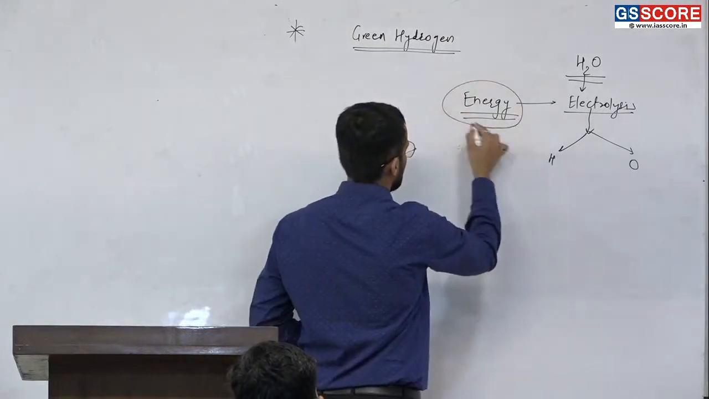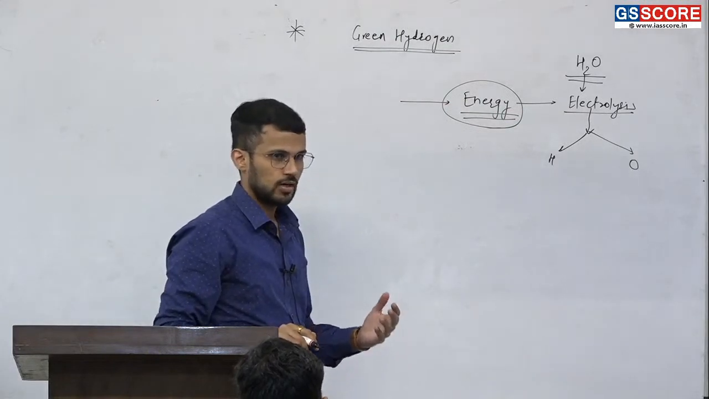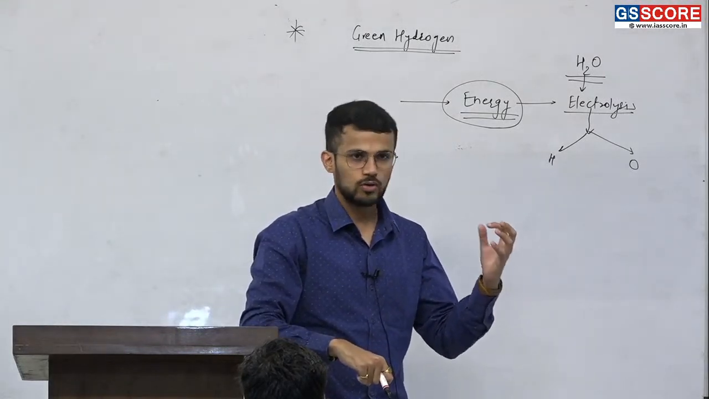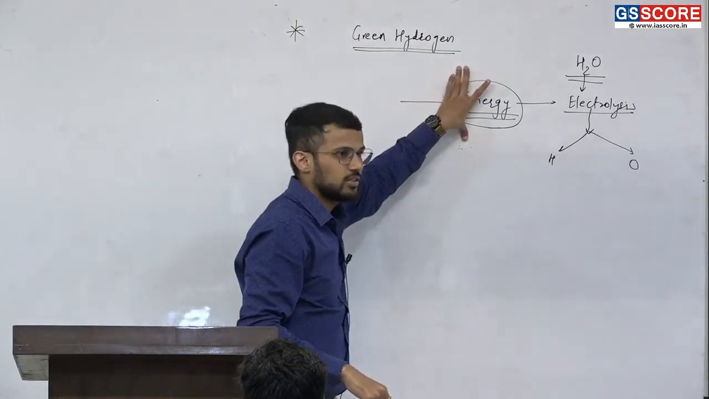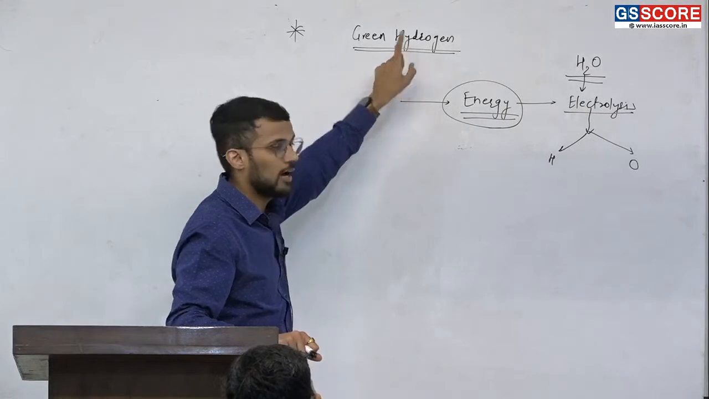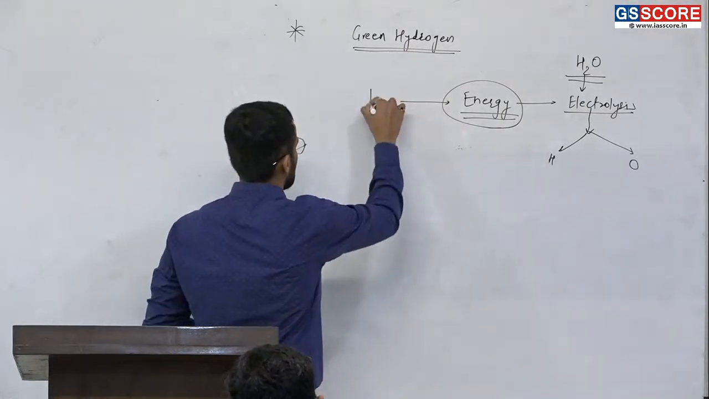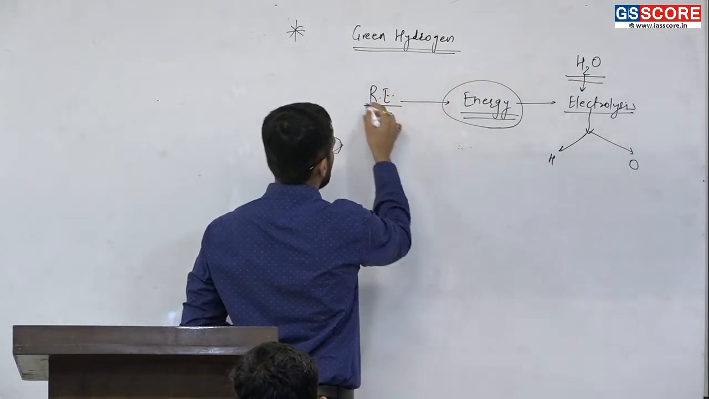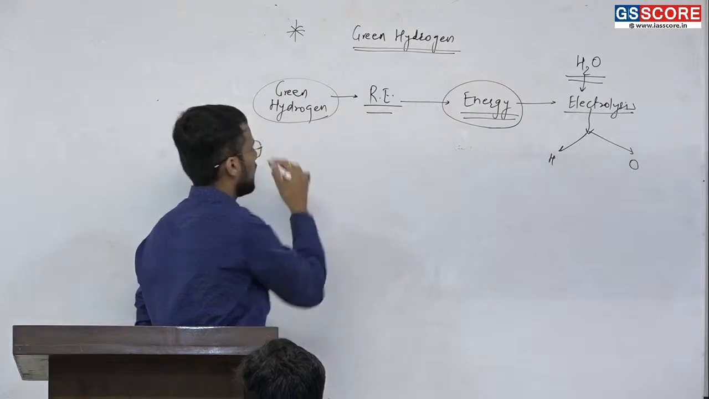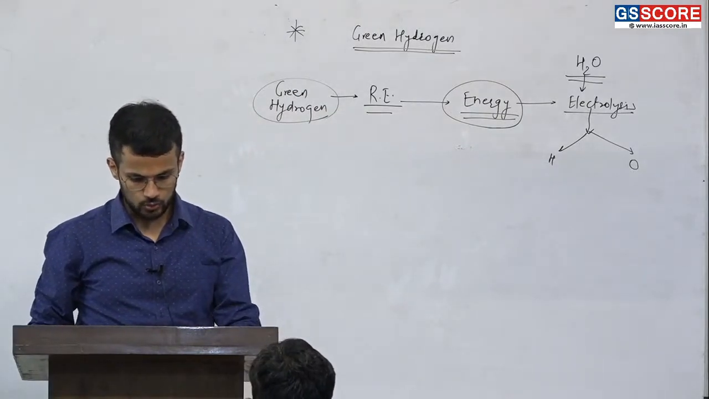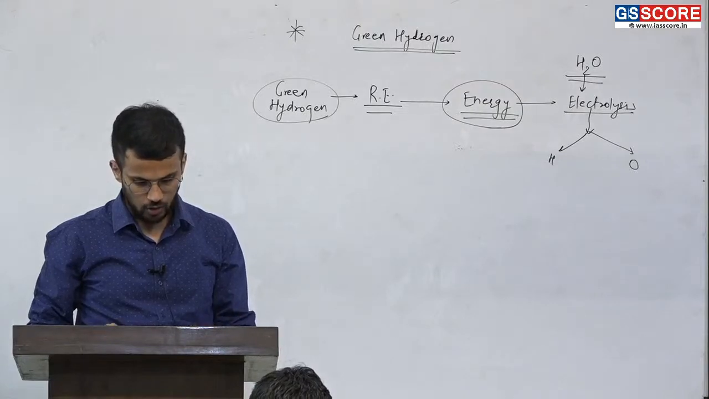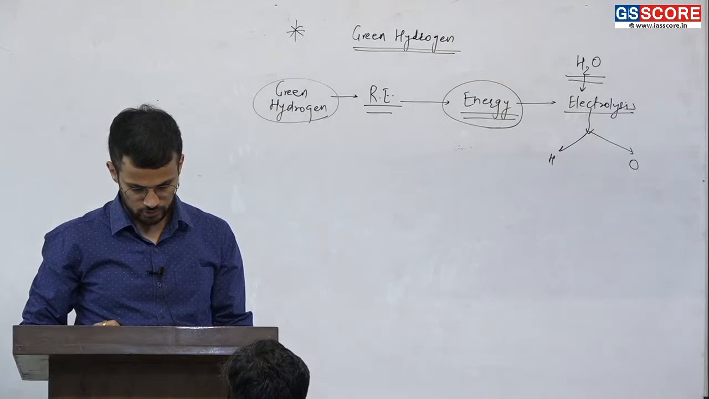Now this energy can come from any source. It can be a renewable source of energy, it can be natural gas, it can be coal. It can be anything. So which energy is being used for electrolysis of water, on that basis hydrogen is named. If we are using renewable energy, or green energy, for getting hydrogen, it will be called green hydrogen.